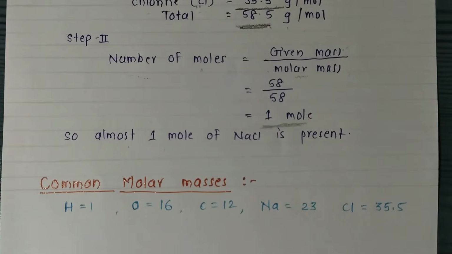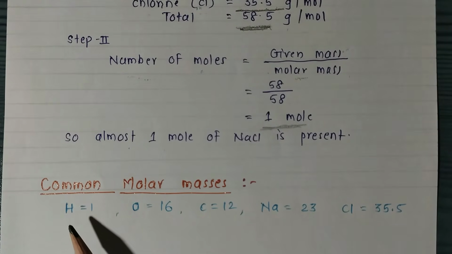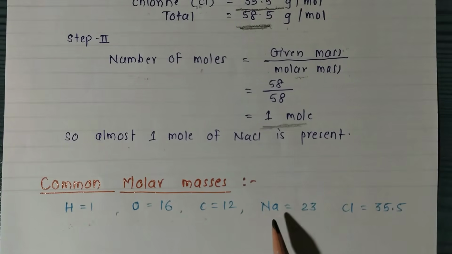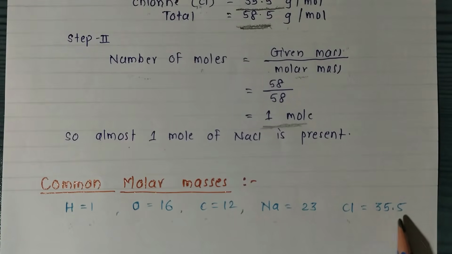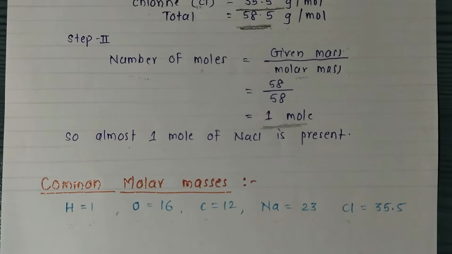To solve different problems, we must know the simple molar masses. For hydrogen, the molar mass is 1. For oxygen, the molar mass is 16. For carbon, it is 12. For sodium, it is 23, and for chlorine 35.5. You must remember these masses of the atoms, then you will be able to solve different types of problems.